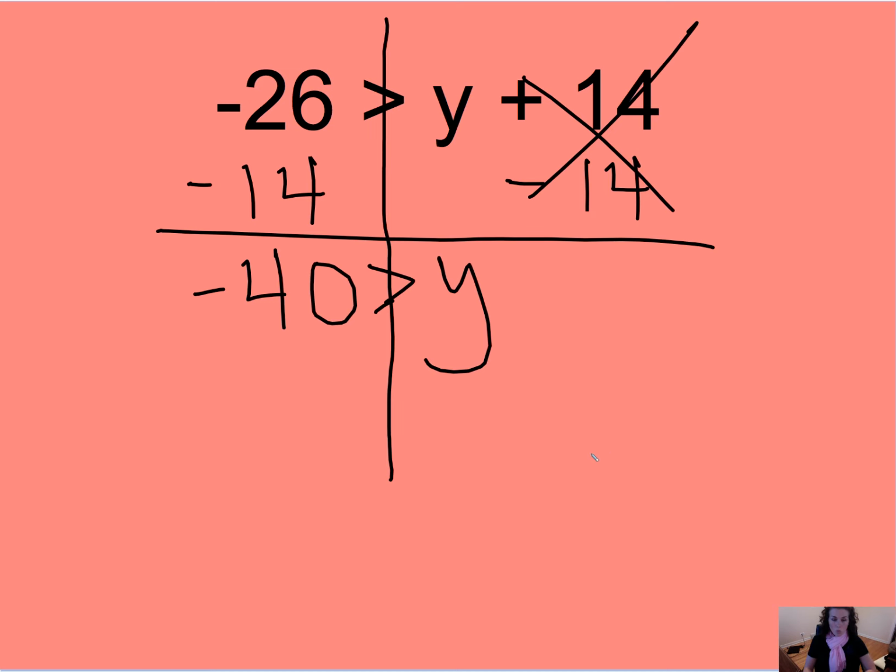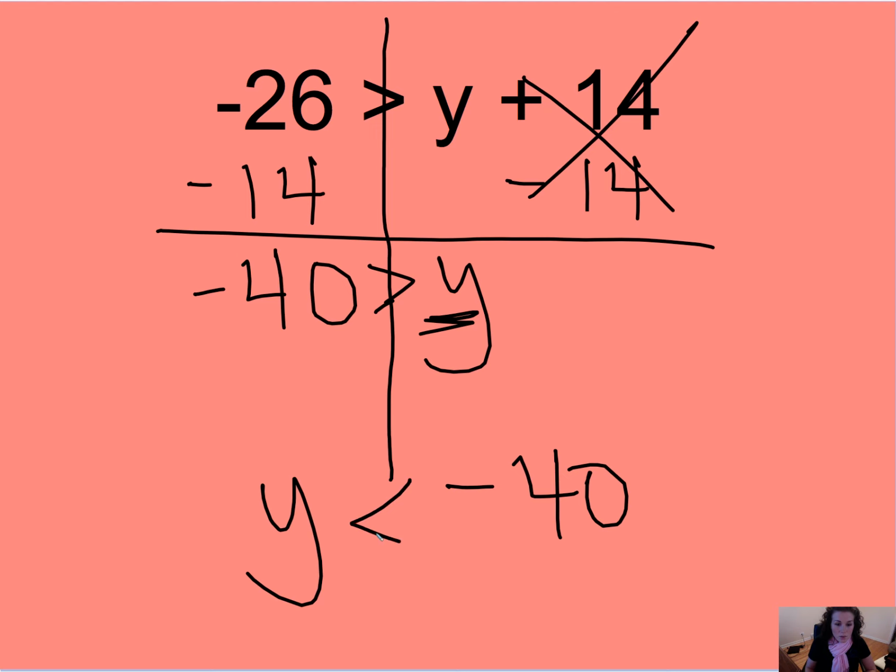Now this answer would be correct. However, typically you see answers on a multiple choice test, stuff like that. You see the variable first, so I want you to get in the routine of putting that variable first. Put the y over here and the negative 40 over here. Since we flipped their position, we also have to flip the inequality, so it's going to be y is less than negative 40. These two things mean the exact same thing. It's just that I put the variable first, and since I flipped the y and the negative 40, I also have to flip the sign.